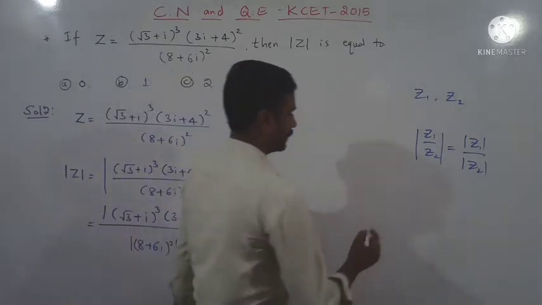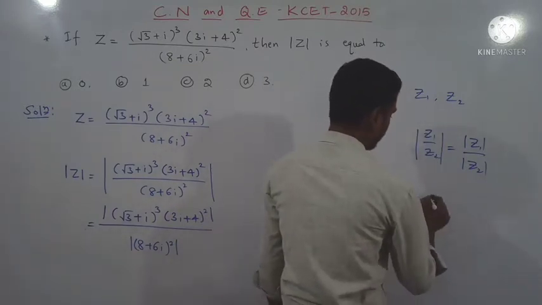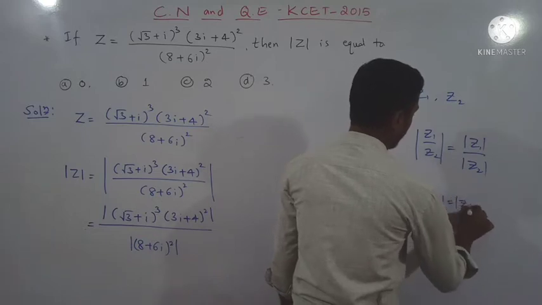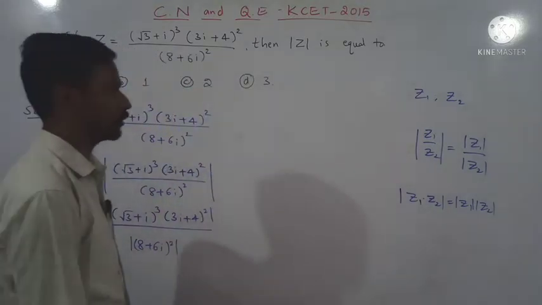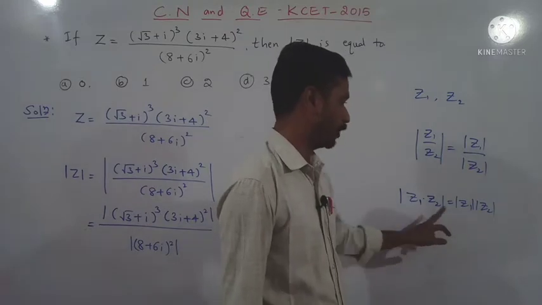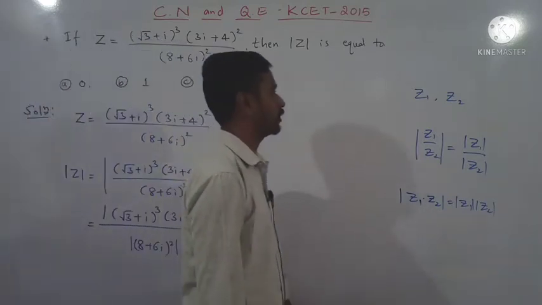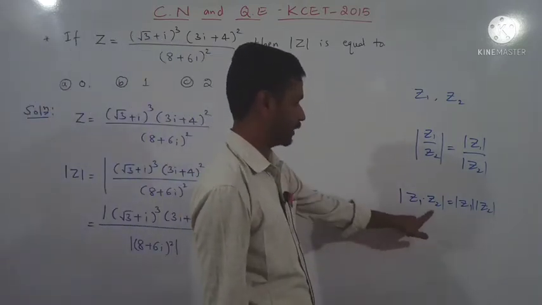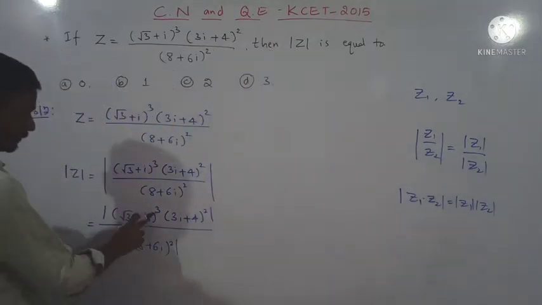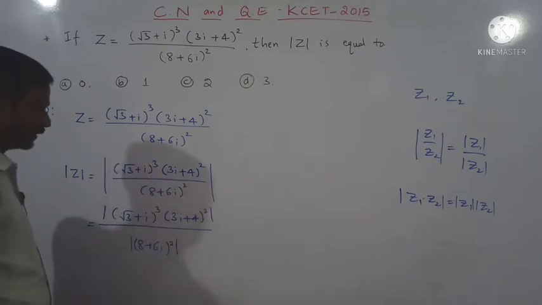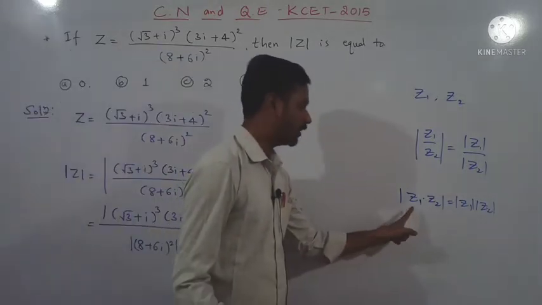And also we know another result: if z1 and z2 are any two complex numbers, then mod z1 into z2 is equal to mod z1 into mod z2. The modulus of the product of two complex numbers is equal to the product of the individual moduli. Here also, I treat (root 3 plus i) whole cube as z1 and (3i plus 4) whole square as z2, so the numerator is in the form of mod z1 into z2.